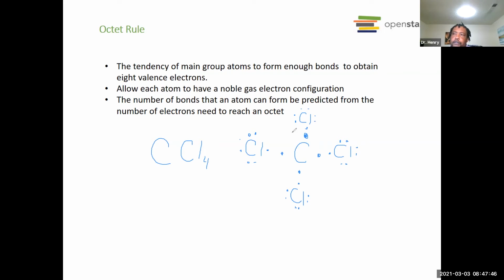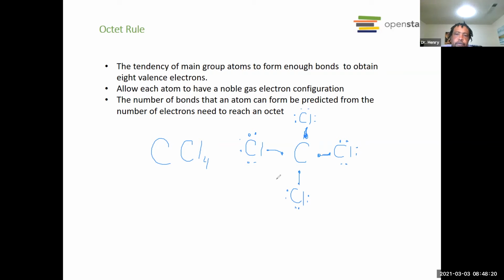Let me rephrase the question. Chlorine is here. It has seven. If it wanted to reach its octet, octet means what again? It needs one more. It needs to have eight around it. So carbon is going to contribute one to this chlorine. It's going to share one electron, so that's going to form one bond. If we count the electrons around chlorine, we have two, four, six, eight. So each of these chlorines is going to be sharing that one electron with carbon.